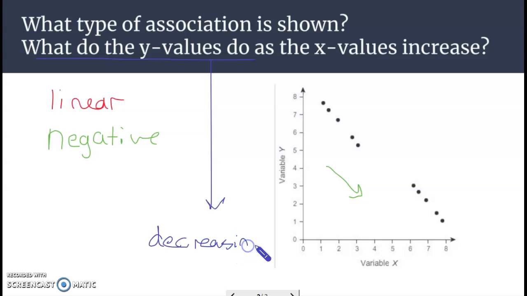So again, this is a linear association because it makes a perfect line. It almost lines up to make a nice straight line. Here, I'll even draw a straight line through it so you can see how the dots almost line up perfectly with that. Negative association, given that the points are going in a downward direction, and the y values are decreasing as the x values increase.